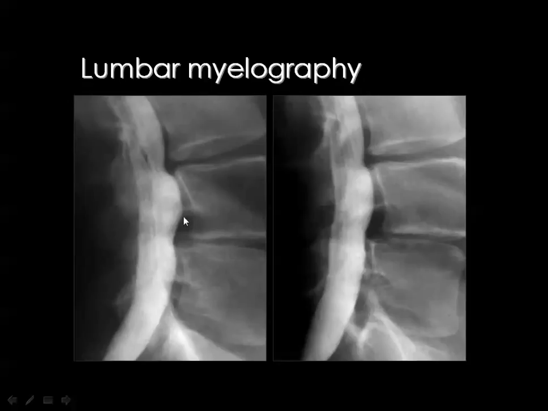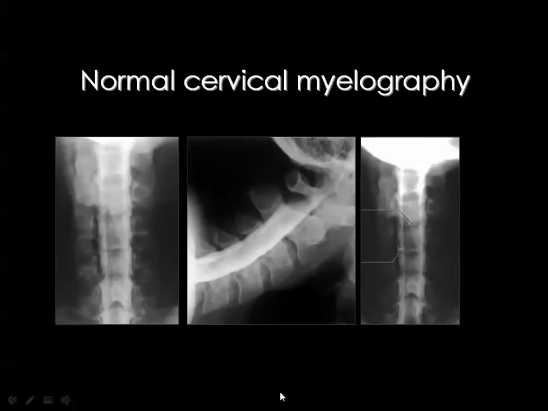If there is an indentation of the contrast column opposite the disc space, you may assume that there is some disc bulging inside the spinal canal. And by certain criteria, we were able at that time to discriminate between disc bulge and disc herniation, but the discrimination was not that accurate at that time.